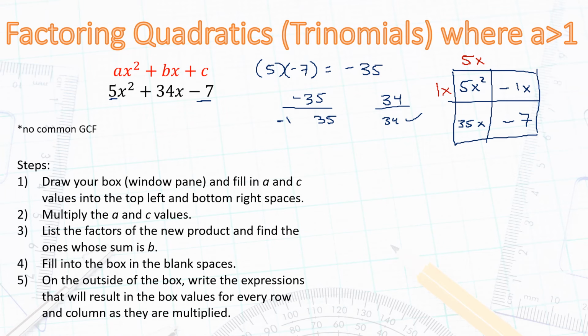35 is divisible by 5, so I'm going to put the 5 on top and 1x on the left. 1x times blank is minus 1x. Well, that's a minus 1. And 5x times blank is 35x. That must be a 7. And then just to double check, 7 times minus 1 is minus 7. Check. So my factors are 5x minus 1 and x plus 7.